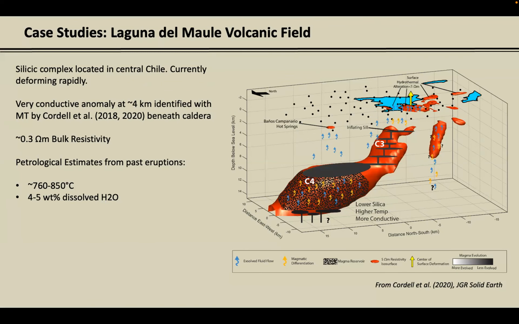And then the final case study I'll look at is Laguna del Maule volcanic field in central Chile. And this is a silicic complex that's currently deforming quite rapidly. And here we identified an anomaly at 4 kilometers depth. So this is the same as Newberry, same depth. But the difference being that it's incredibly conductive, 0.3 ohm meters, which is about the same conductivity as seawater, which is very conductive. And you've got petrological estimates from past eruptions here as well.